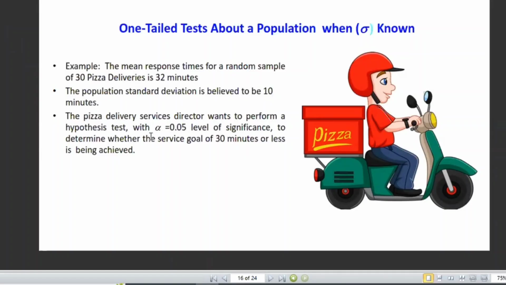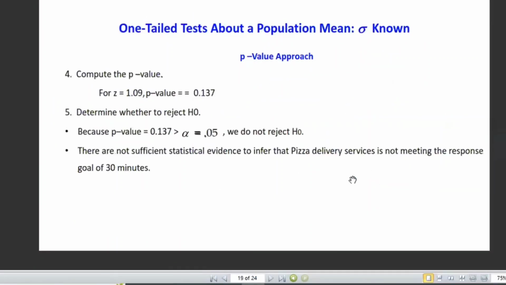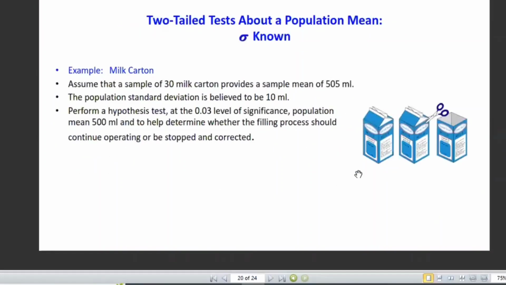95% of the data lies between plus or minus 2 sigma only. So any value outside of 2 sigma, we are considering as an outlier also. Right? Now, this one is the next question.